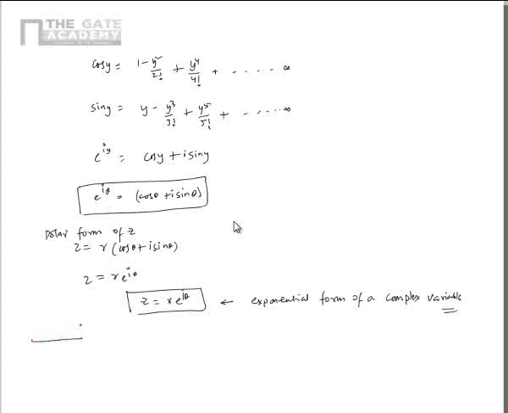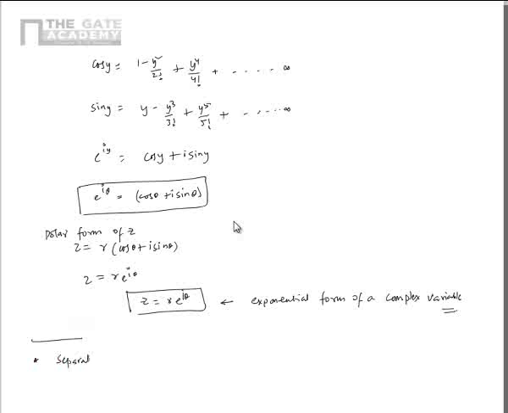So we have seen the definition of the exponential function, and then the important result e power i theta as cos theta plus i sin theta, and then the exponential form of a complex variable. So let's solve some problems.